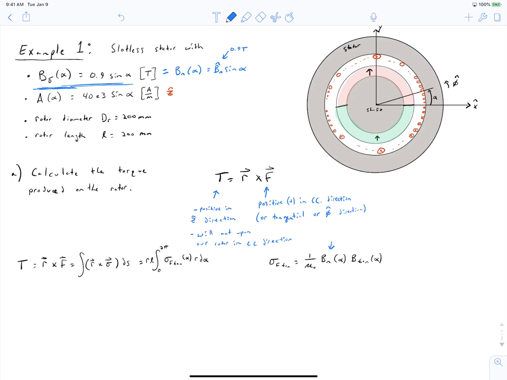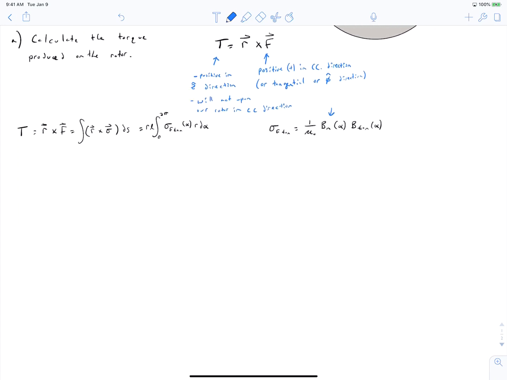How about B tan of alpha? So recall from a previous video where we set up our boundary conditions that we can relate B tan of alpha to the linear current density on the surface of our iron. So in that previous video, we considered this case right here.